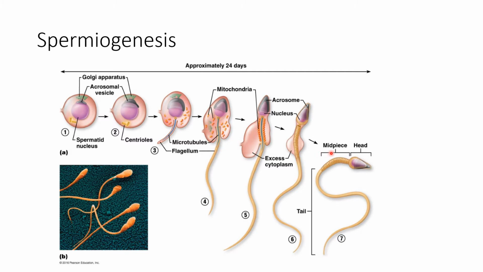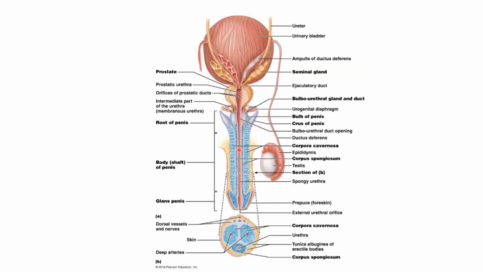The mid piece of the sperm is going to contain mitochondria to give the sperm energy to allow the sperm to move to reach the egg. The tail is basically a flagellum, so it can help the sperm swim and move towards the egg. Within the penis of a male, there are 2 erectile tissues. There is the corpora cavernosa and there's the corpus spongiosum.